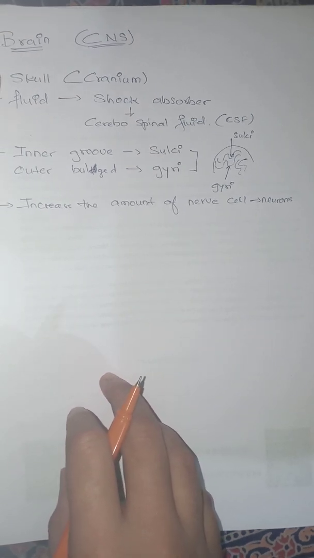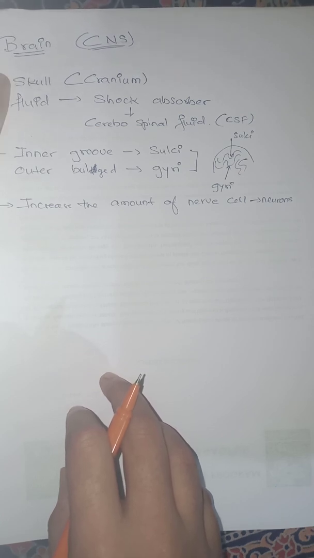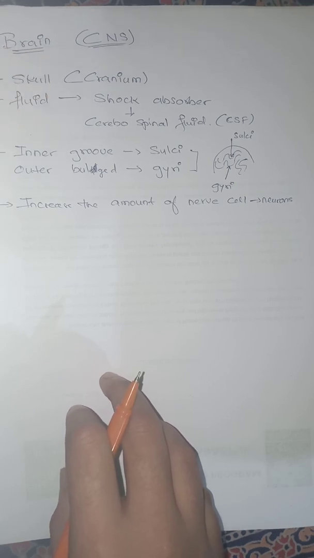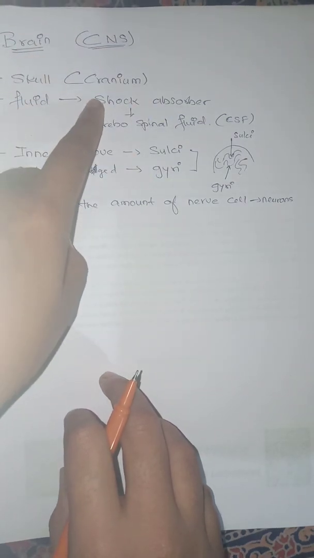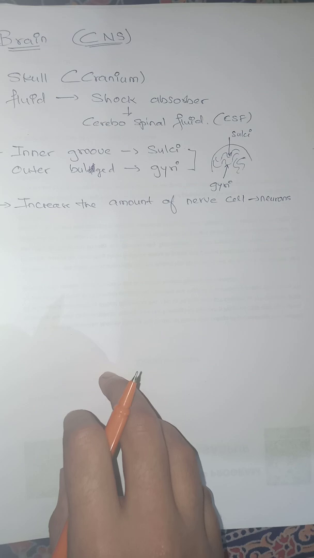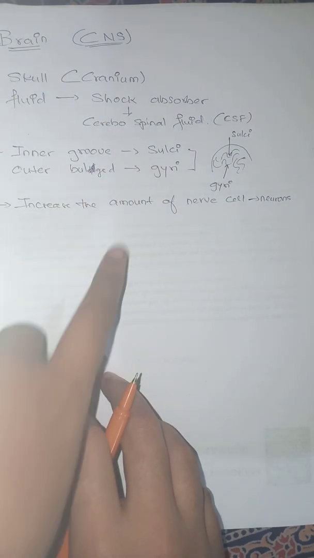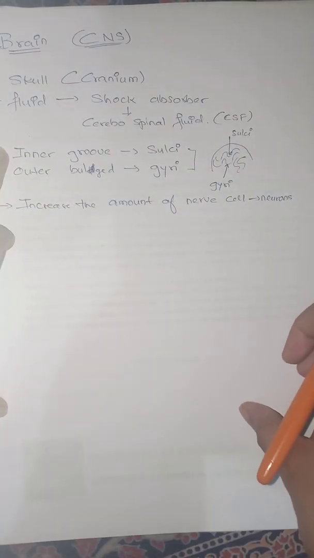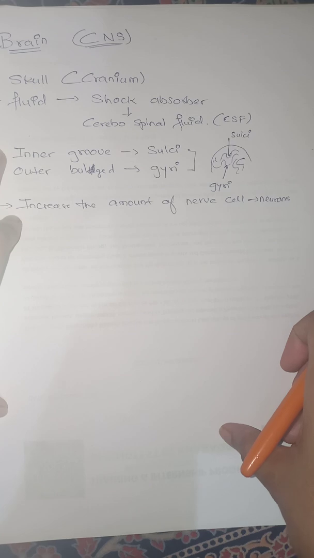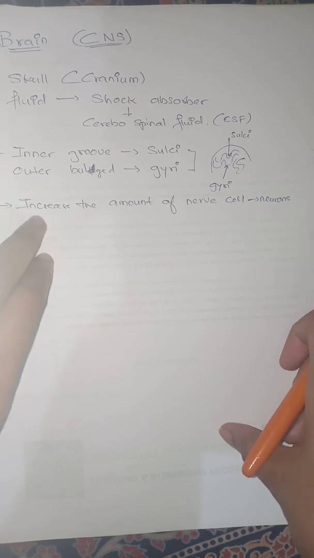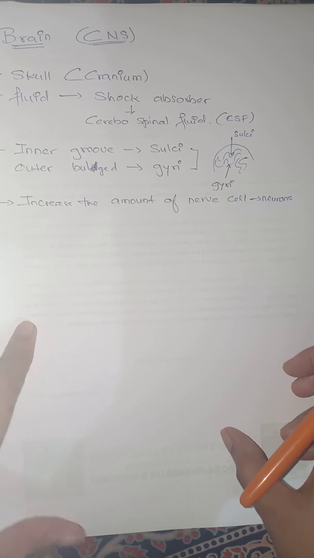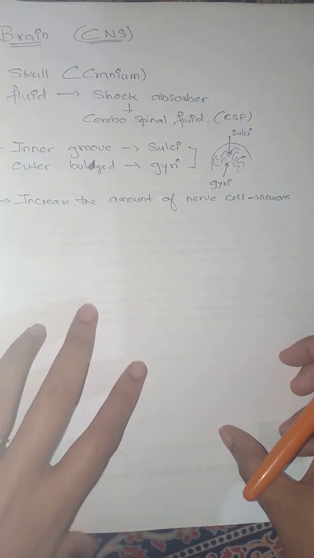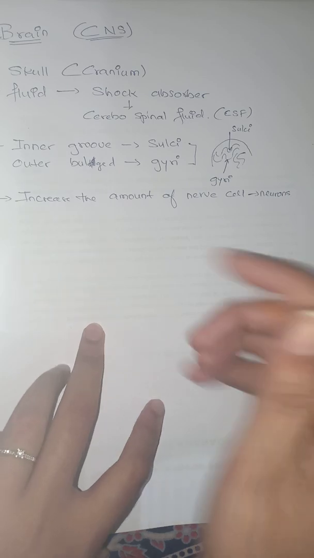So here, first, the brain is present in the bone box called the skull, which is also called the cranium. There is a fluid present all across the skull, which acts as a shock absorber and also keeps the layer of your brain moist. That is your cerebrospinal fluid. The zigzag things you see on your brain are called gyri and sulci, which are responsible for increasing the amount of nerve cells across your brain. Now let's look at the different parts of the brain, right?